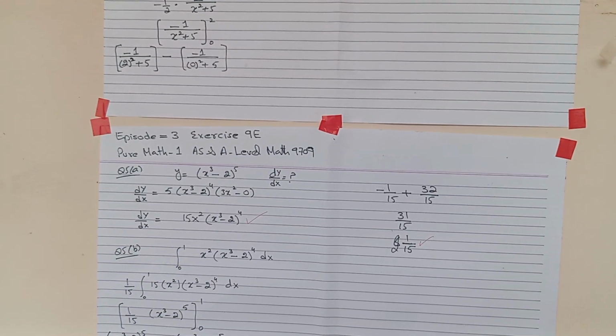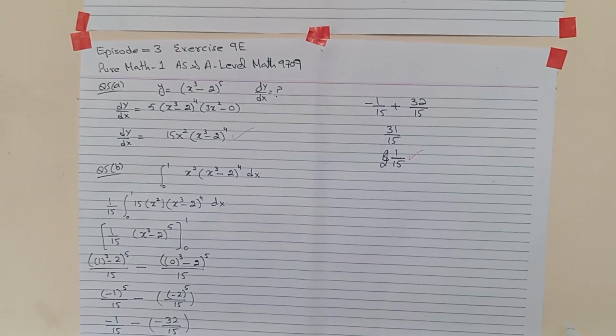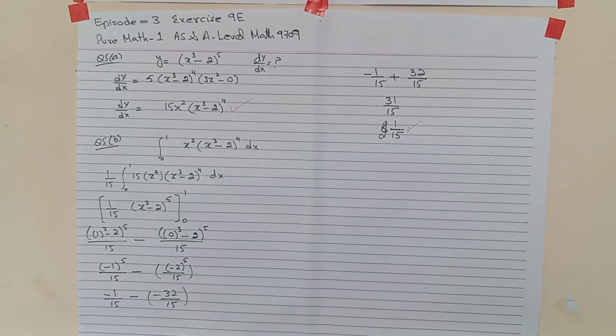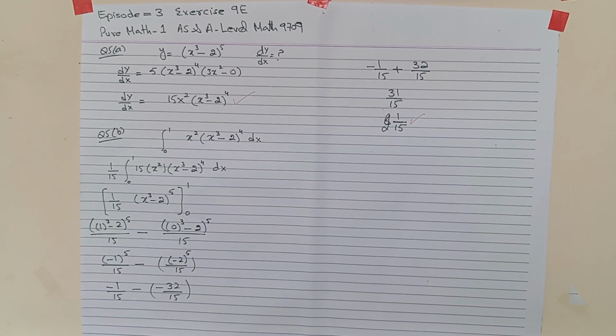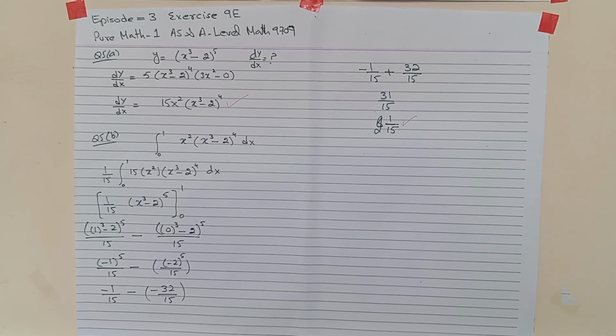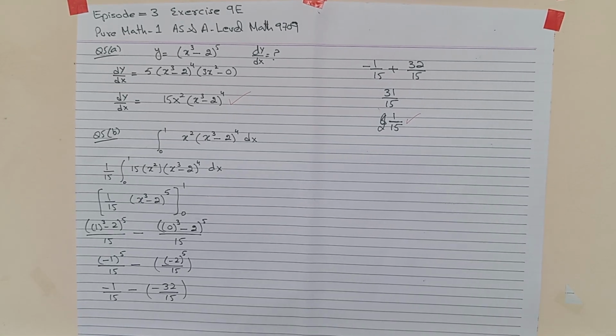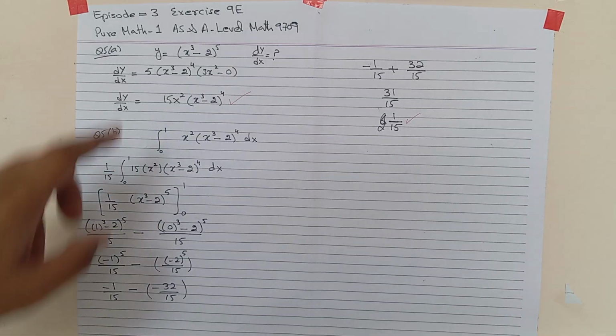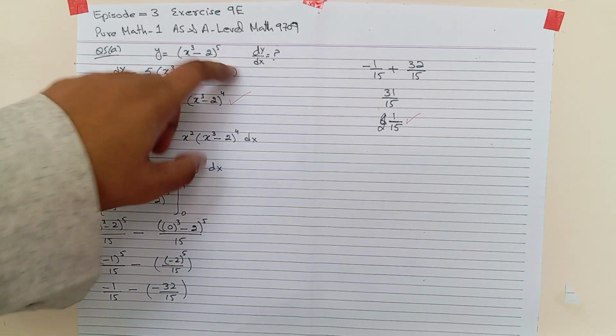So question number 5, its A part and its B part. In question number 5, first of all, this expression is given. I want to find out its derivative. So y is equal to (x cube minus 2) whole raised to power 5.